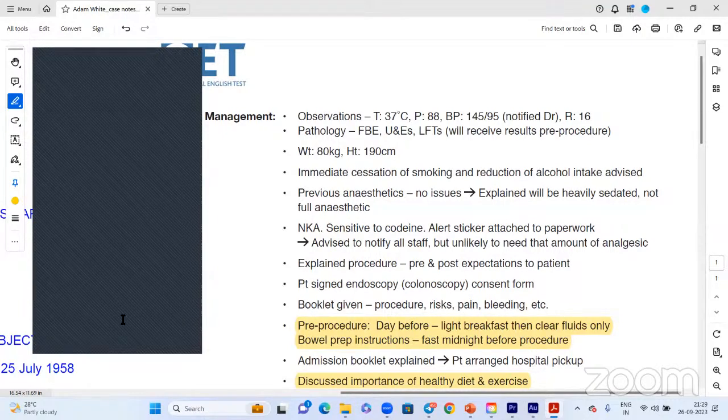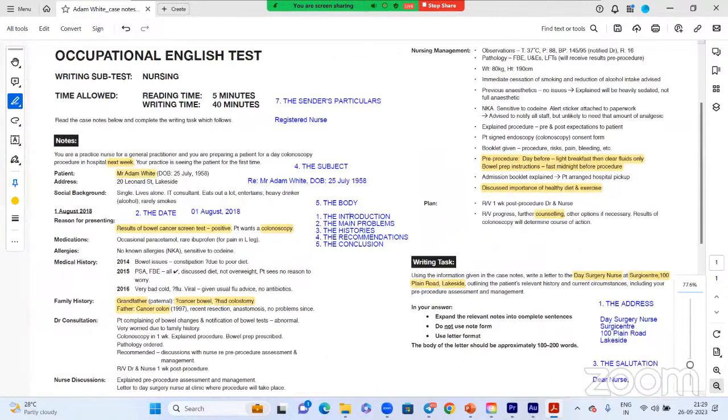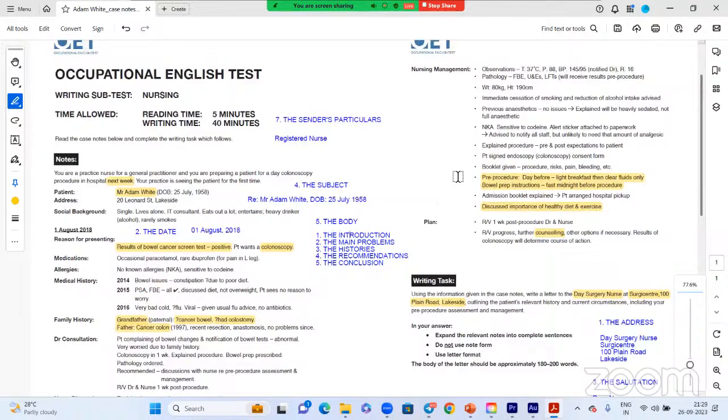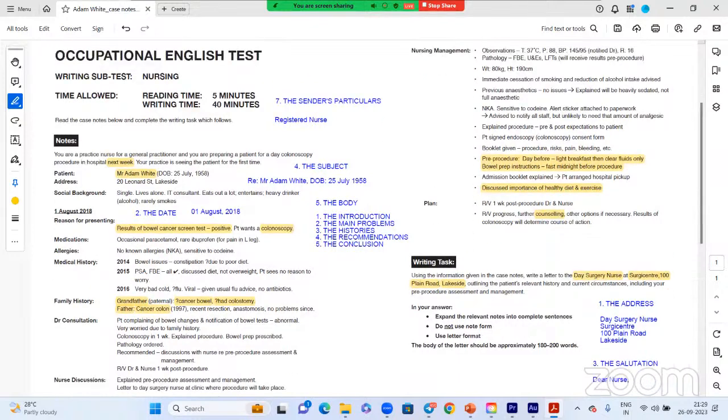And fifth paragraph, the conclusion. These are the 5 paragraphs you can write. So just to go through the case notes once again. That is the case notes.